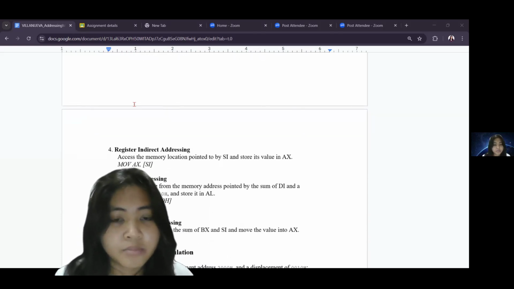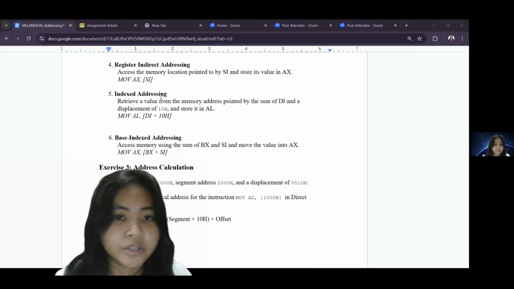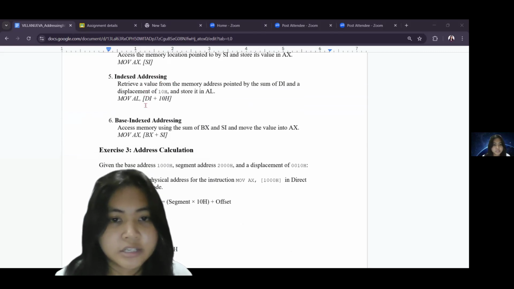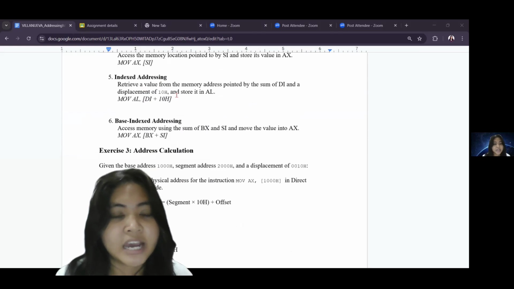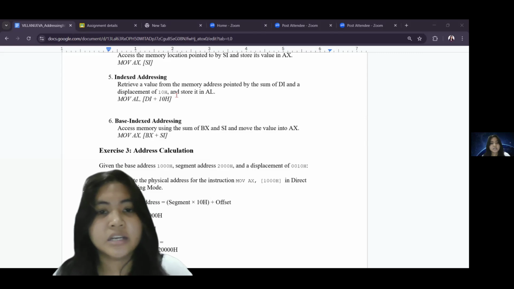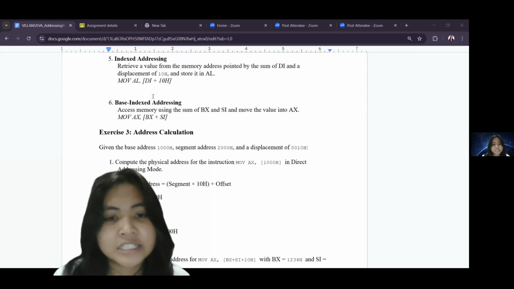Number 4, register indirect addressing. Mov AX, comma bracket SI. SI holds the address. We follow the pointer. And that's it. Number 5, index addressing. Mov AL, comma bracket DI plus 10H. So start at DI and add 10H. That's your final address.